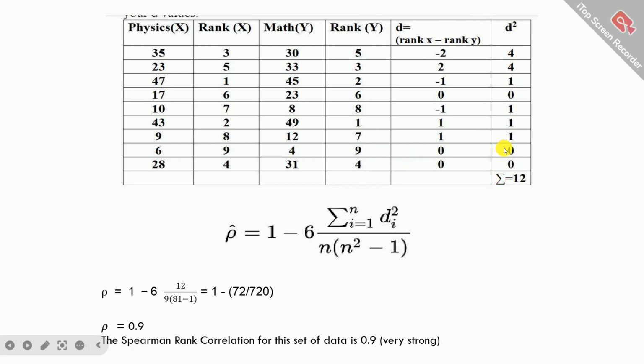If we sum up these values, we get the summation of d square is equal to 12. If we put this information in the formula, then rho hat, that is the estimated value of Spearman's rank correlation, is 1 minus 6 times the summation of di square, which is 12, divided by n, which is equal to 9, times n square minus 1, that is 81 minus 1. If we put these values in this formula and simplify, then Spearman's rank correlation is equal to 0.9, which is very strong.